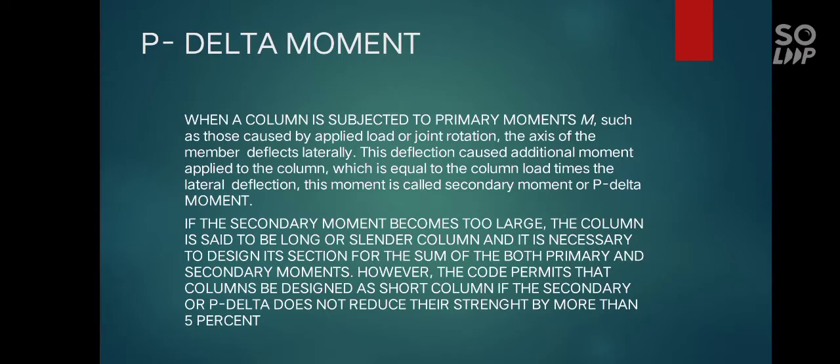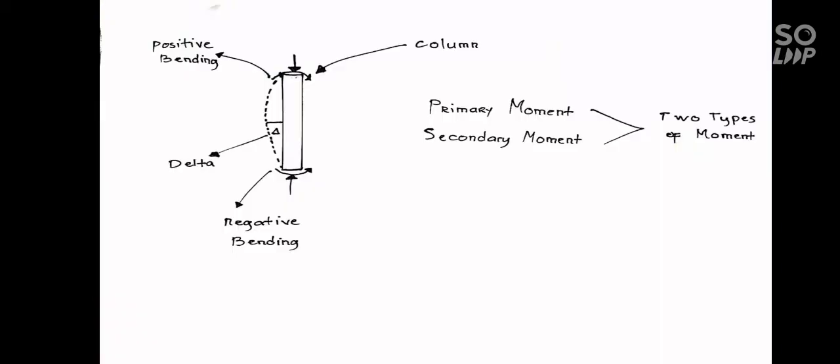P delta moment, mao ni siya when a column is subjected to primary moment M such as those caused by applied load or joint rotation, the axis of the member deflects laterally. This deflection causes additional moment applied to the column which is equal to the column load times the lateral deflection. This moment is called secondary moment or the P delta moment. So inyong tanawon nabayaw na deflect sa kilid, di ba? There is illustration.